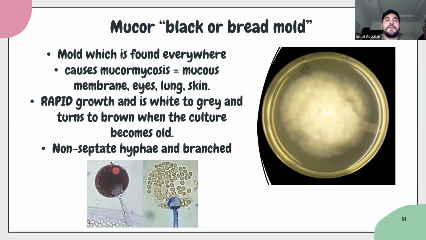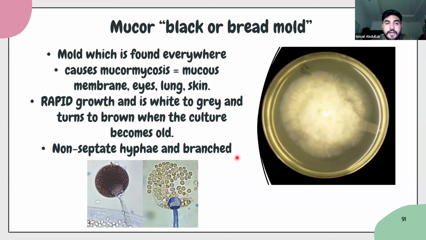Moving on, we have this thing called Mucor, or black or bread mold, as you can see. This mold is found everywhere, and it causes this thing called mucormycosis. Muco means mucus, the mucocutaneous layer. So it can affect your eyes, it can affect the lung, it can affect the skin, or even the normal mucous membrane inside the body. It has very rapid growth, and is white to gray and turns to brown when the culture becomes old.